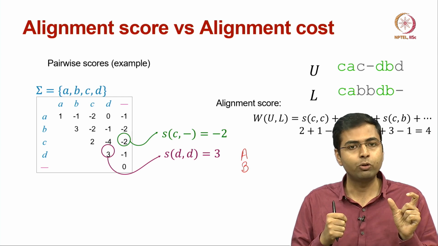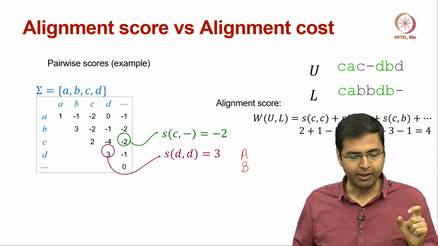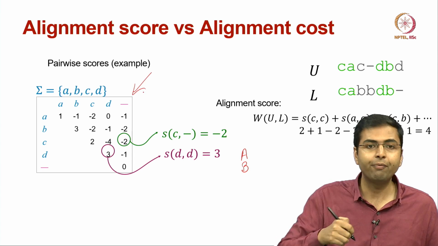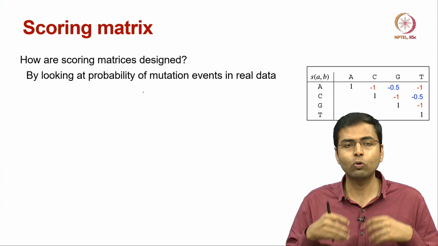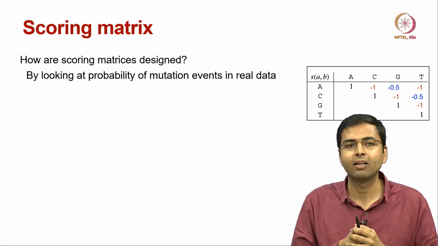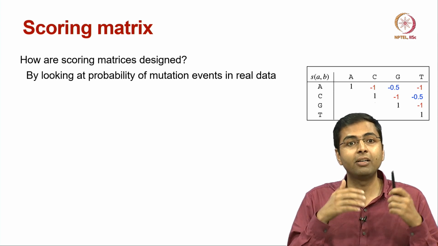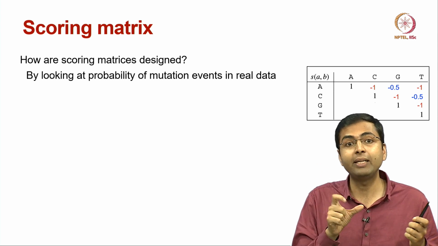We will come back to this question in a second, but let me also address this point of how we came up with this scoring matrix, like how these scoring matrices are typically designed. Now, in practice these scoring matrices will be designed by looking at the probability of mutation events in real data.